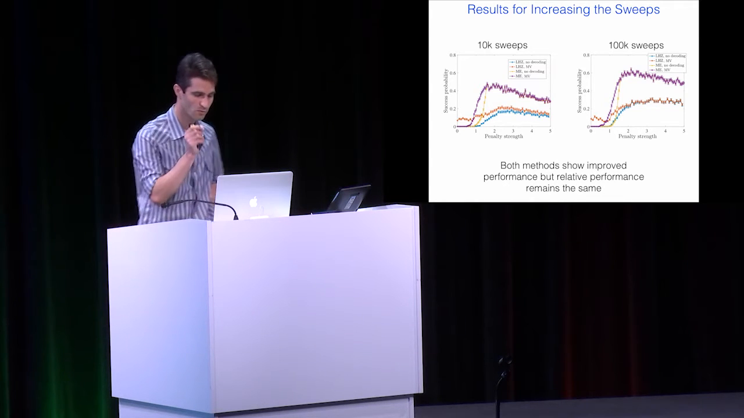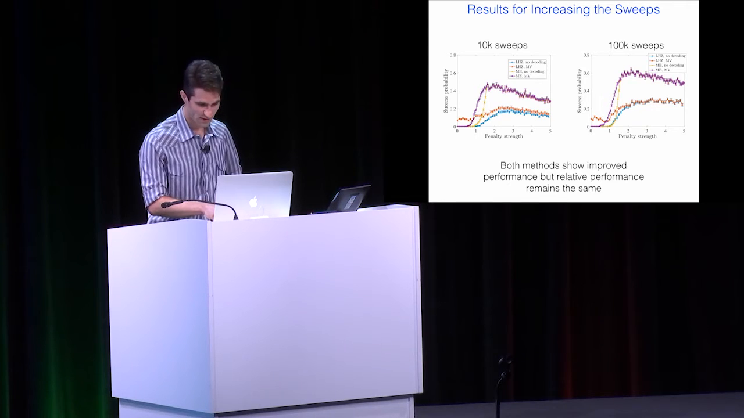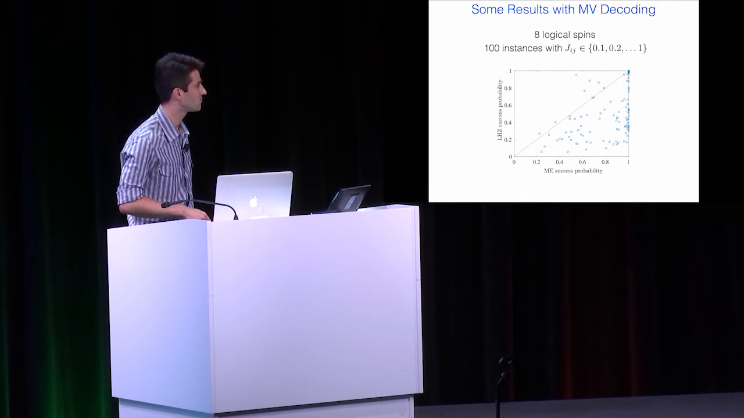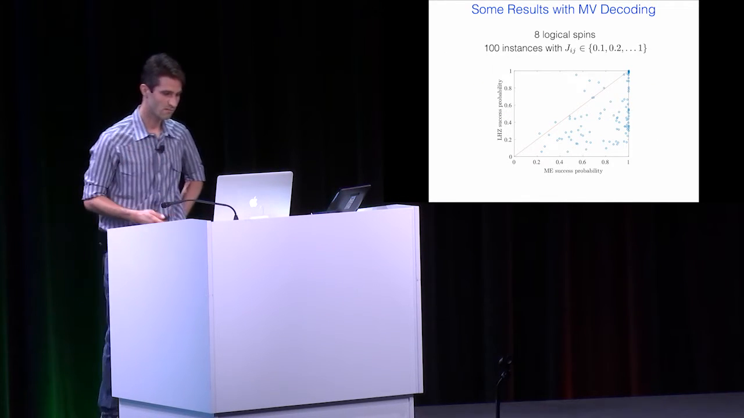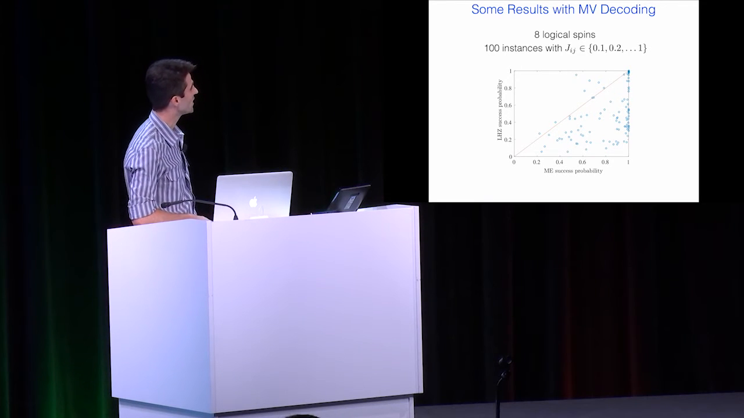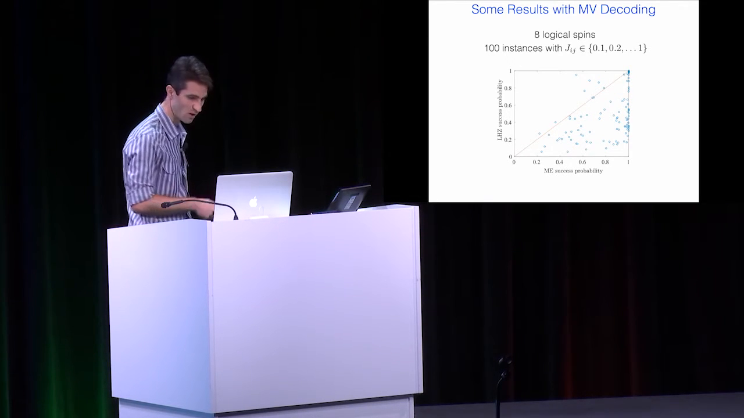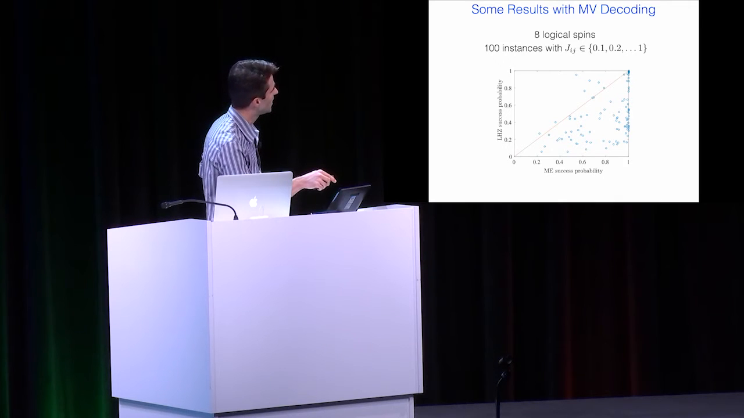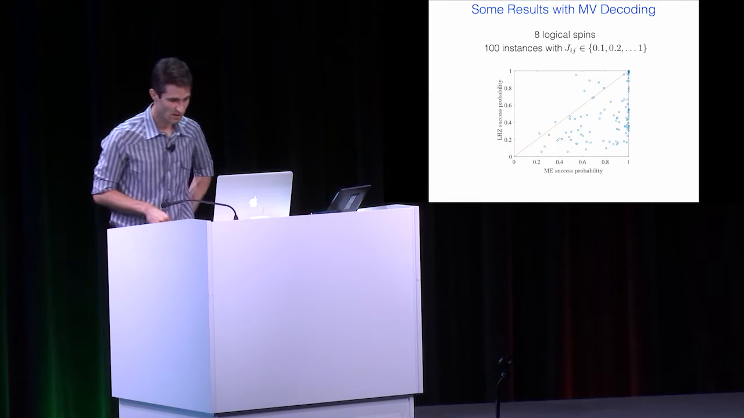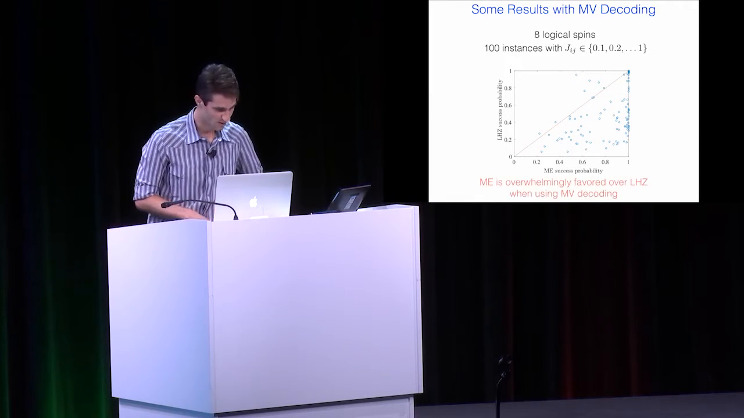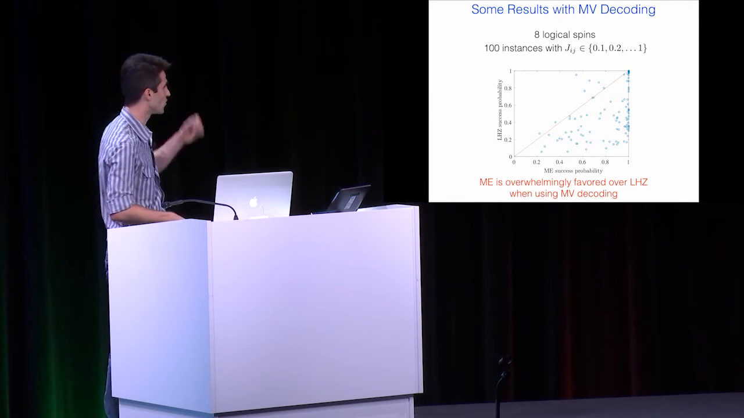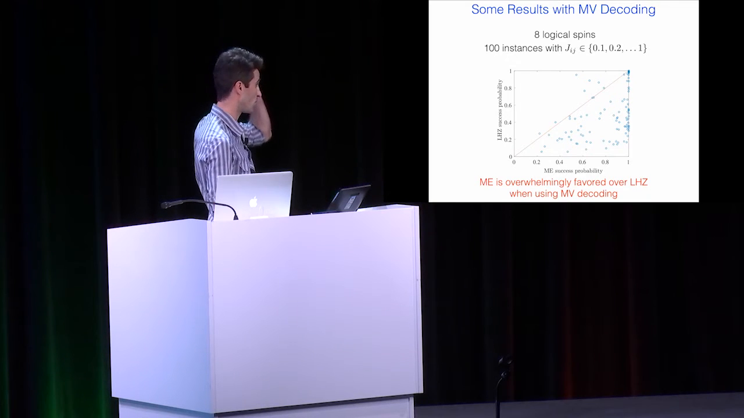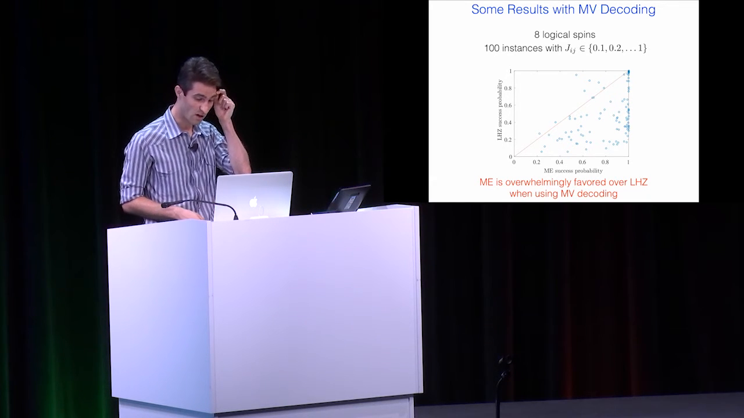Now you might say, okay, maybe this is just an artifact, or maybe this is just this particular instance that you cherry-picked. So what we did was we generated 100 instances, right, and ran all of them using, again, the same SQA parameters. And this is the plot you get when you plot the minor embedding success probability on this axis, the LHZ success probability on this axis. And essentially, anything to the right of this line means the minor embedding wins. And again, unfortunately, or fortunately, you see that the minor embedding is overwhelmingly favored over LHZ. So what I showed you in the previous plot was not a fluke.